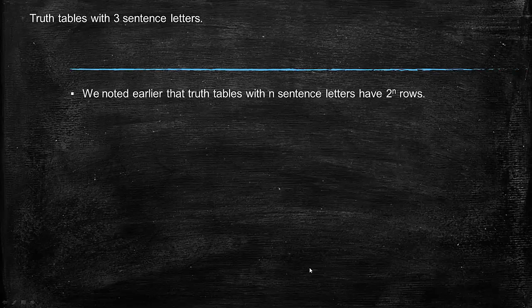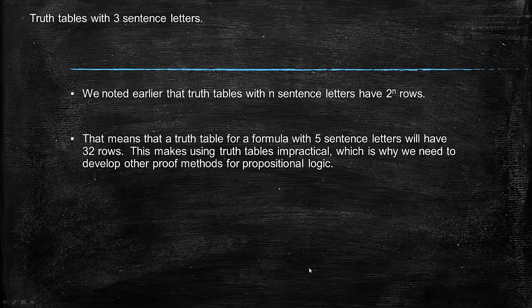Okay, so we noted that truth tables with n sentence letters have 2 to the n rows, and that means that a truth table, say, with 5 sentence letters will have 32 rows. 2 to the 5th is 32. And that really makes truth tables impractical for human beings. It's okay for machines because this is what they're built to do. They can assess truth tables in the blink of an eye. But it's a very tedious thing for human beings to involve themselves in.